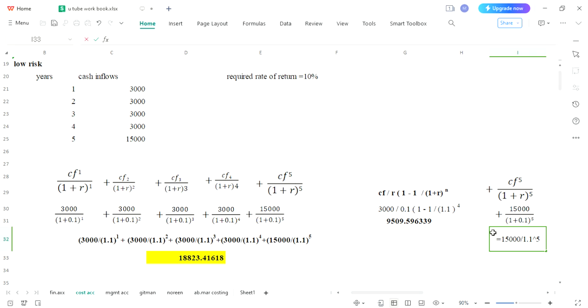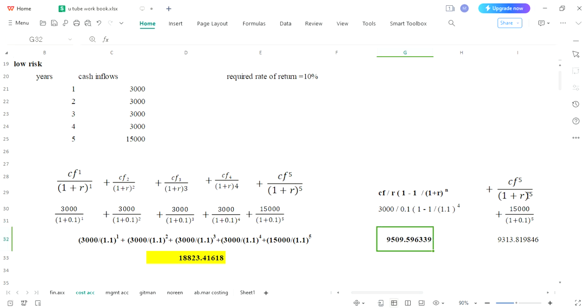The first amount which you have calculated is present over here, 9509, and the second amount you have calculated over here is 9313. Okay guys, so let's put it over here. The difference between this method and this method is only that we have used individual formulas for it, while here hybrid formulas have been used, where collective formula and individual formula have been used.